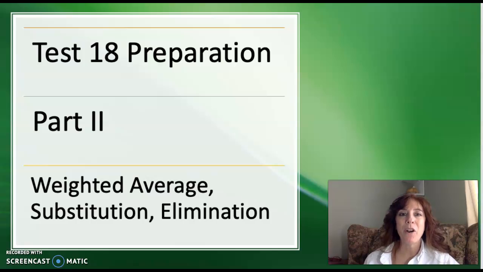Hi, welcome back for part 2 of your preparation for test 18. We're going to cover weighted averages and do a quick review of substitution and elimination when you have two equations and two variables.